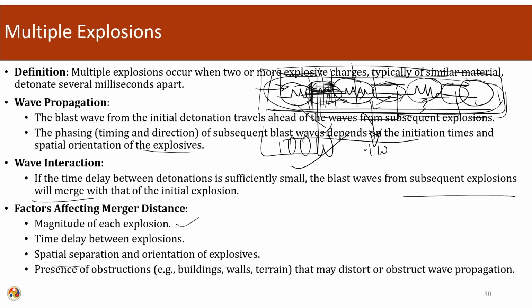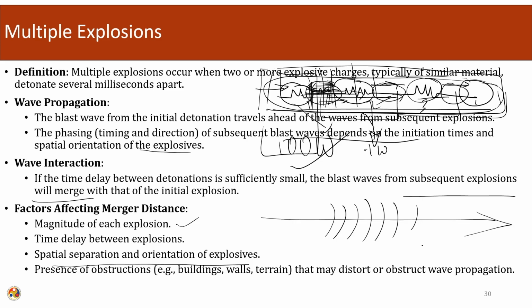Third, the spatial separation of the explosions and the orientation of the explosives. The blast waves will try to add up if they are kept in a similar orientation. Fourth, the presence of obstructions like buildings, walls and terrain. If the obstruction is substantial, there will be a delay between the explosions, and if there are no obstructions, they will try to act as a single blast loading. So, depending upon the obstructions, there may be distortion or obstruction of the blast wave propagation.